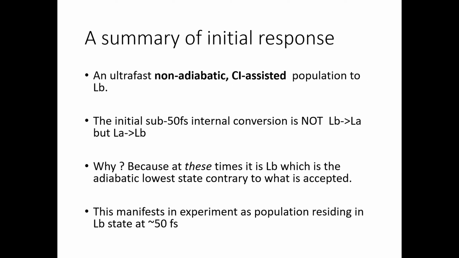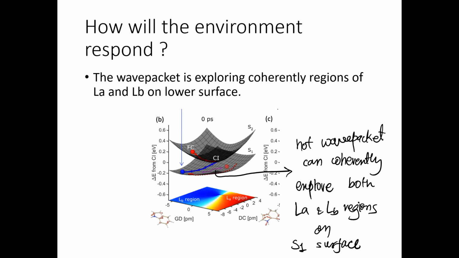So this is the summary of the initial response. We have an ultrafast nonadiabatic conical intersection assisted population of the LB. And the initial sub-50 femtosecond internal conversion is not LB to LA, but LA to LB. What is the reason for this? Because at these early times, when the solvent is still oriented to the ground state density, it is LB that is the adiabatically lowest state, contrary to the LA. And this manifests in experiment as a population residing in LB at around 50 femtoseconds.